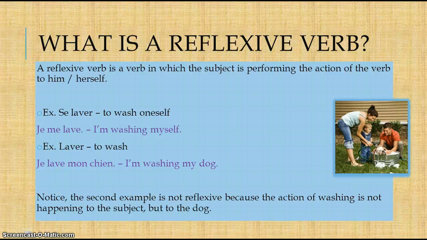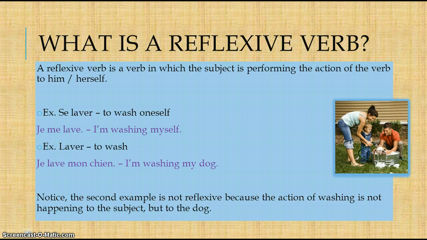Se laver, to wash oneself. You'll notice that se, S-E, is called your reflexive pronoun. That's what makes this verb reflexive. The example says, je me lave, I'm washing myself. The act of washing is happening to the subject. It's happening to you. So that makes it reflexive.